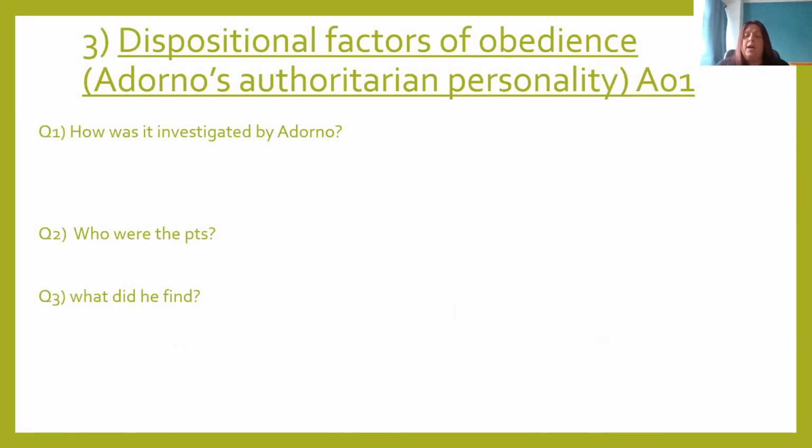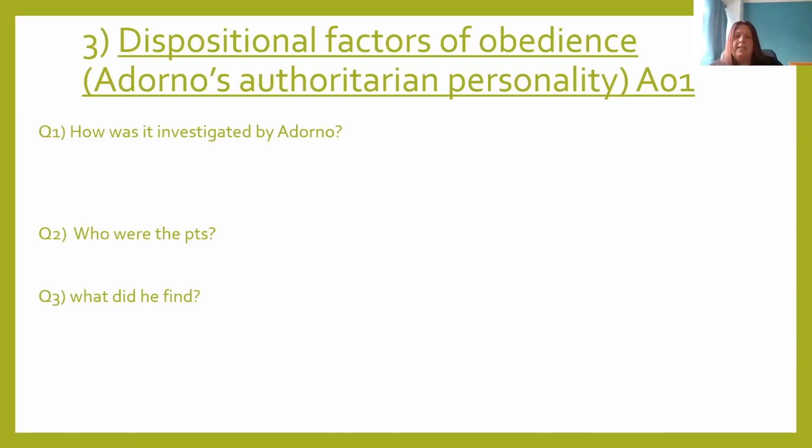So our third factor that helps us to explain why people will obey is one of your favourites, and it's the dispositional factors of obedience. So this is based on Adorno's authoritarian personality. So Adorno, very similar to other researchers such as Milgram, was very much interested in understanding the atrocities of Nazi Germany, and was concerned that perhaps there were characteristics or certain individuals that were led to be more authoritative and more destructive in their ways.